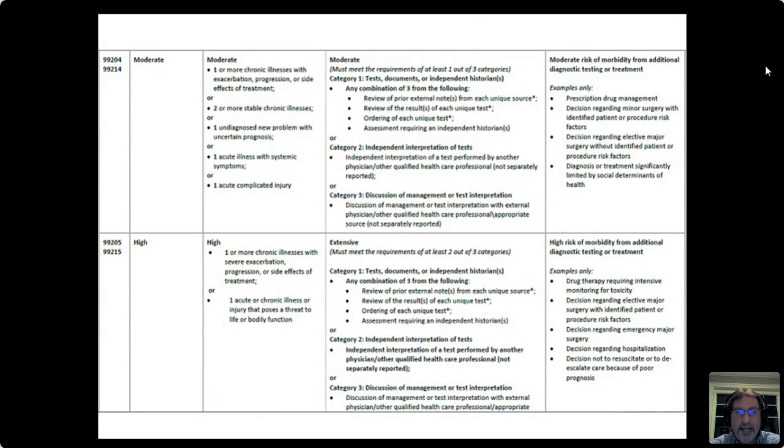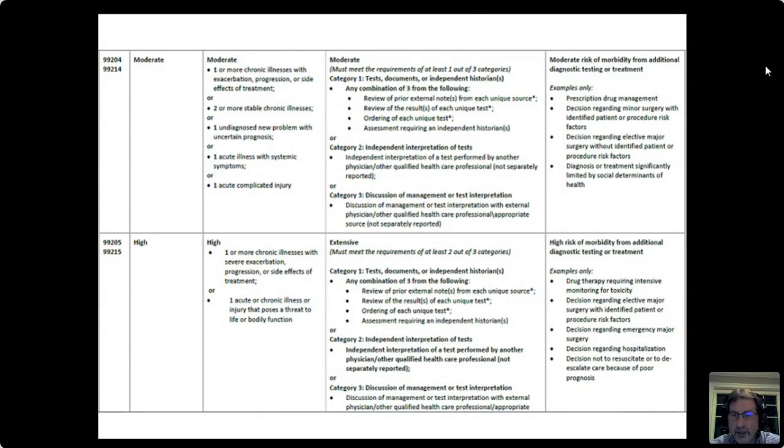The data and test documentation is actually exactly the same as for a level 4, except you need to do 2 of the categories instead of just 1. So I won't go back through all those specifics again, but you just have to check 2 boxes instead of just 1. And then the high risk of morbidity from additional testing.